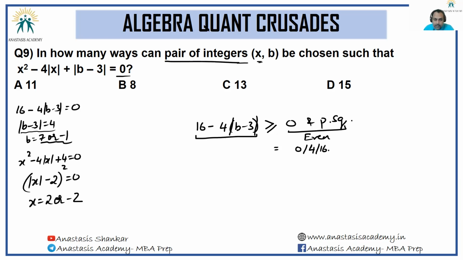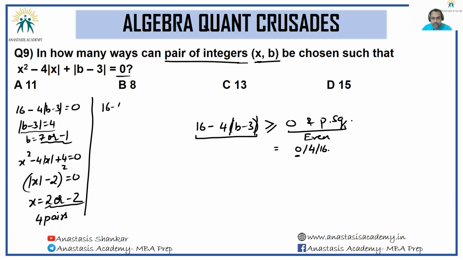You have two possibilities for b. You have two possibilities for x. We are looking for pairs of x, b. Can I happily say 4 pairs I've gotten from here? I can have 2, 7; 2, minus 1; minus 2, 7; minus 2, minus 1. So 4 pairs I've got. And this is only when we were taking it as 0.